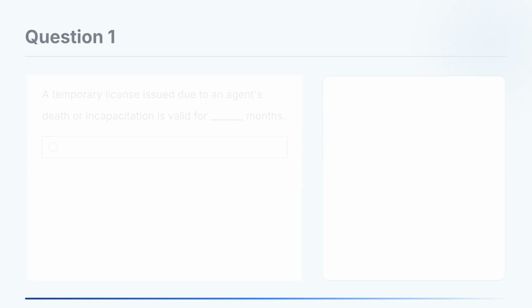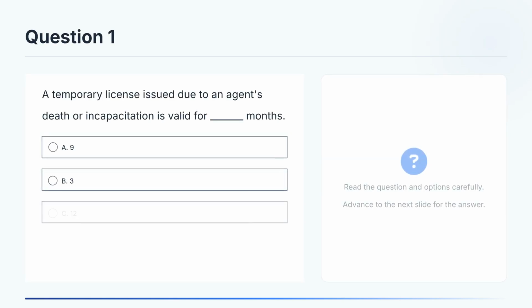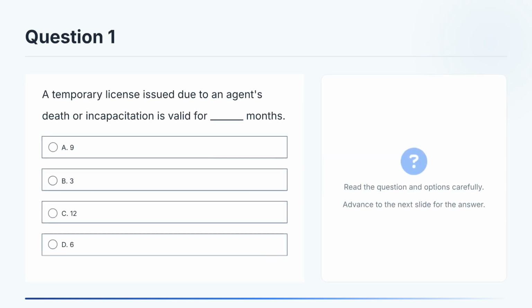All right, let's start with question number 1. A temporary license issued due to an agent's death or incapacitation is valid for blank months. A. 9. B. 3. C. 12. D. 6.